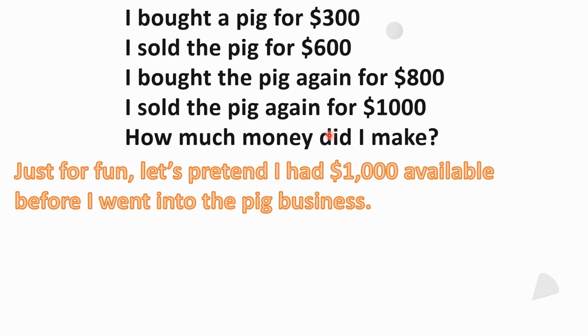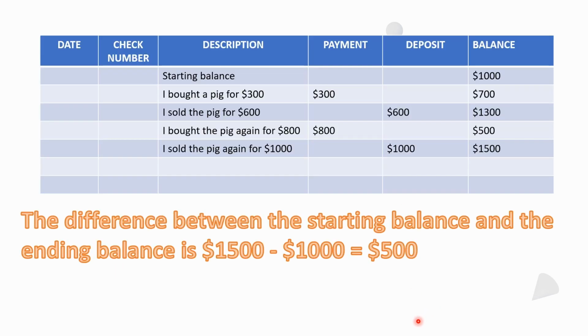Who knows? But just for fun, let's pretend I had $1,000 available before I went into this pig business. We don't know. So we're going to set up this mythical checkbook register where we assume I have $1,000 to my name. That's all the money I have, but it's plenty to start this pig business based on the numbers we've got. If everybody's familiar with a check register, I've got a starting balance of $1,000.